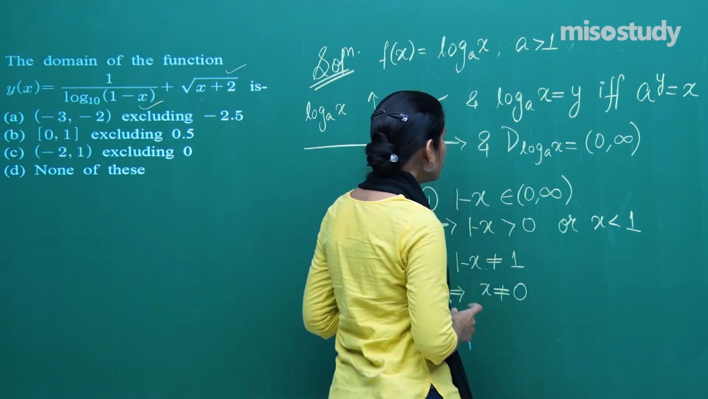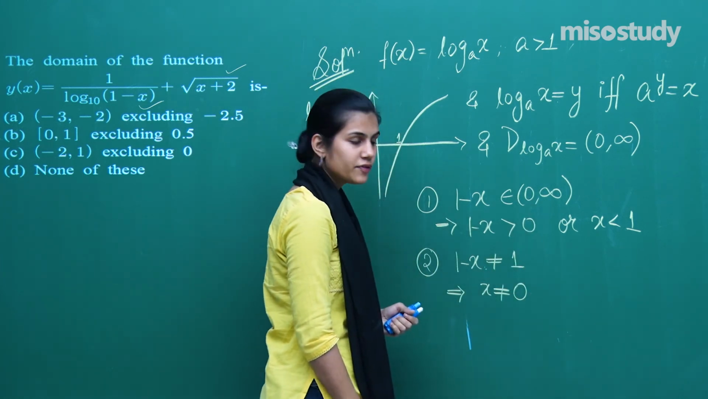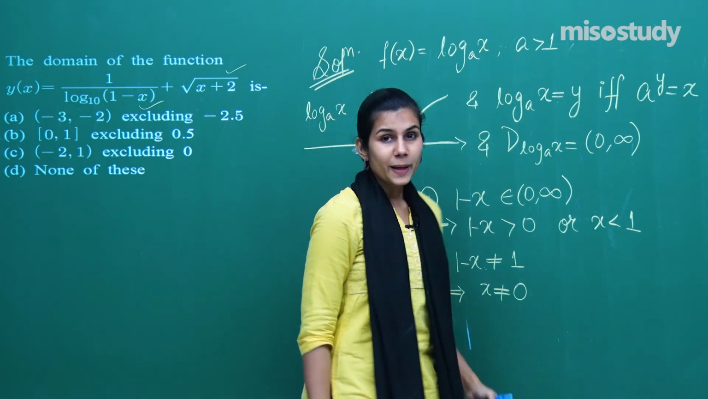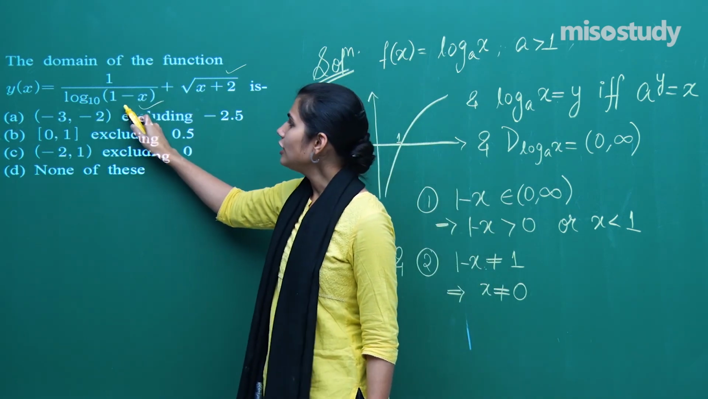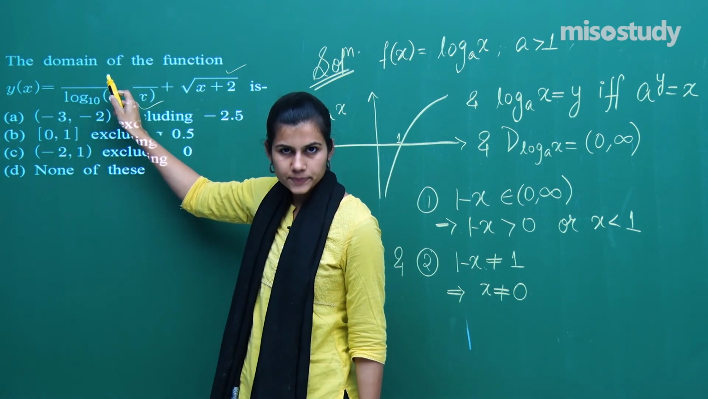And now I have 2 conditions with me: 1 minus x belongs to 0, infinity, and 1 minus x is not equal to 1. In that case, 1 upon log of 1 minus x to the base 10 gives you real answers.